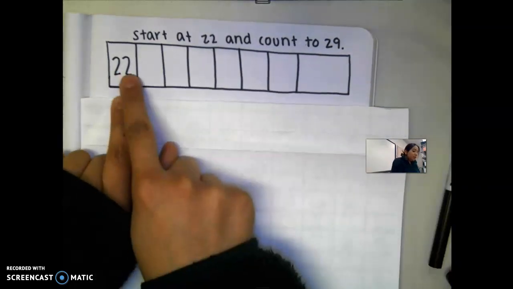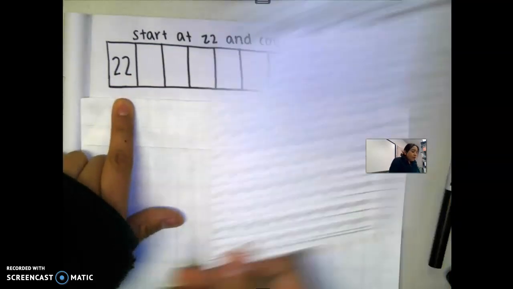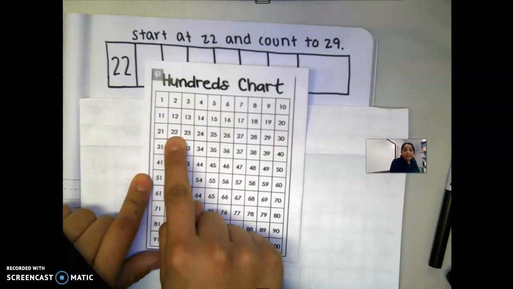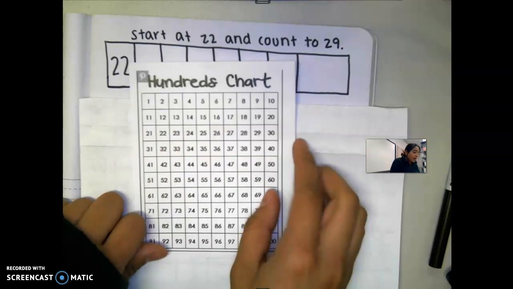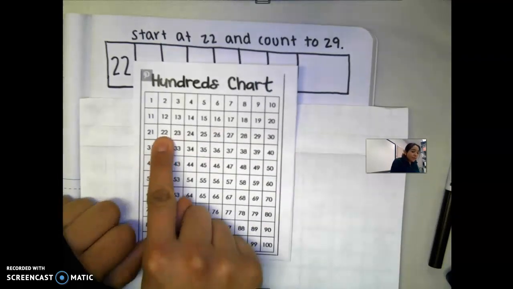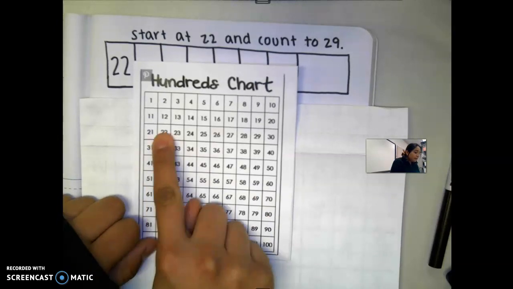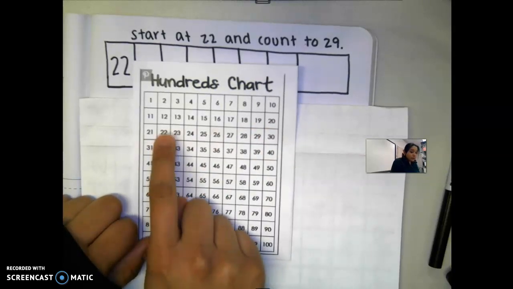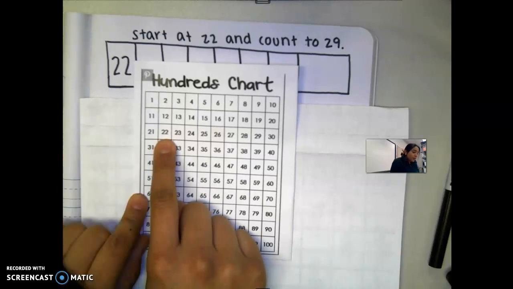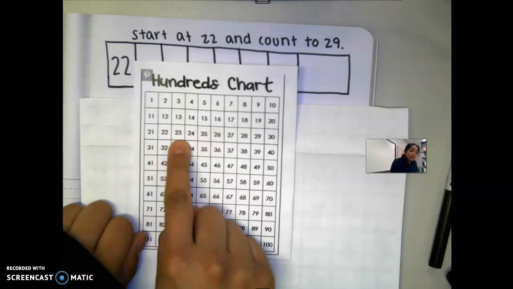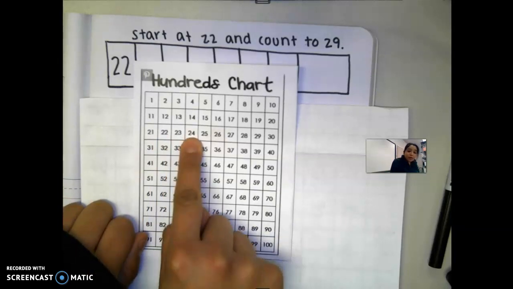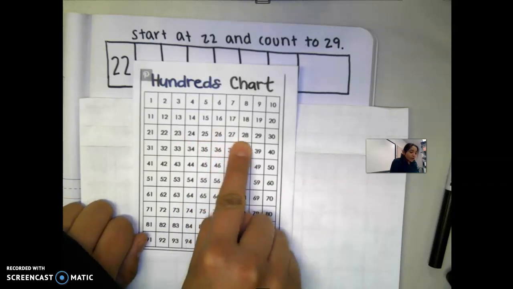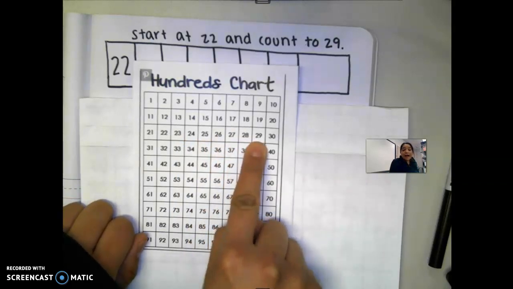So we can count on from 22, or if you want to look at your hundreds chart first and find 22, we can go ahead and practice all the way into 29. So I'm going to go ahead and practice first with my hundreds chart. I'm going to point 22, and then also if you wanted to start at 20, you can, but I'm going to start at 22 because that is where we have to start. So I'm going to go 22, and then I have 23, 24, 25, 26, 27, 28, and 29.